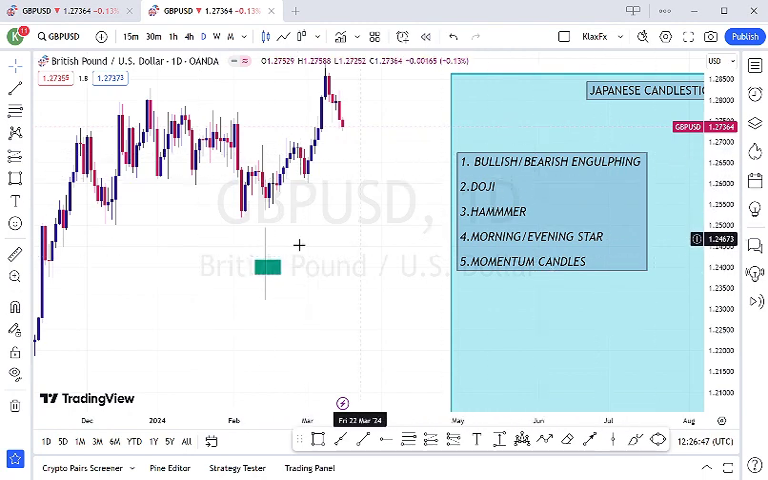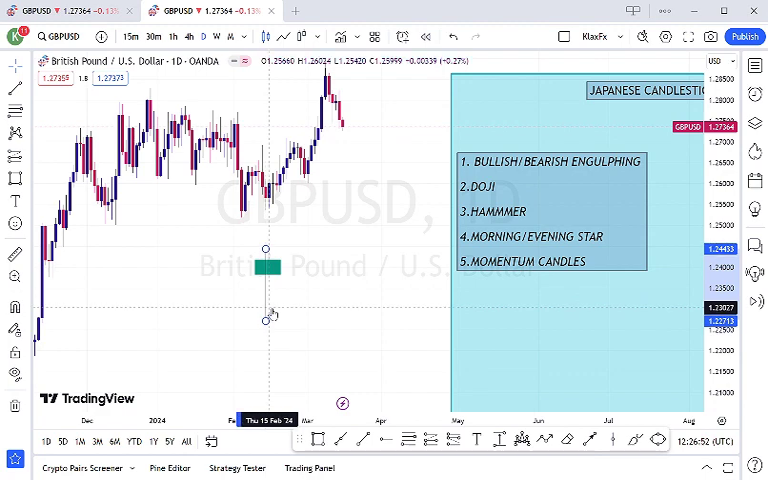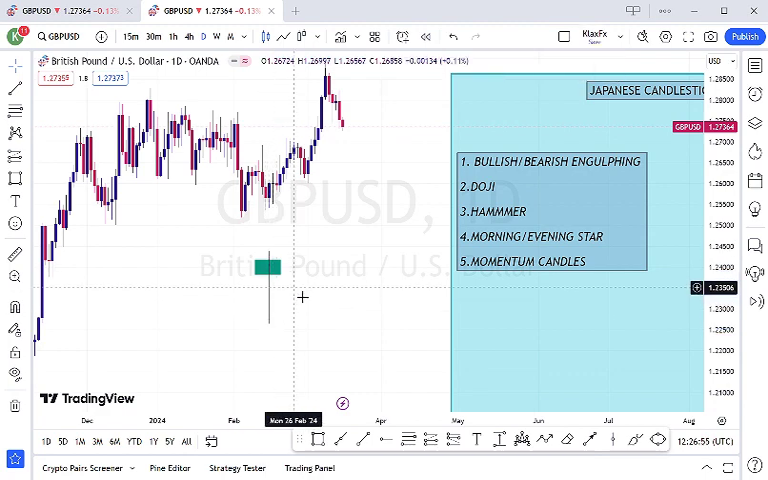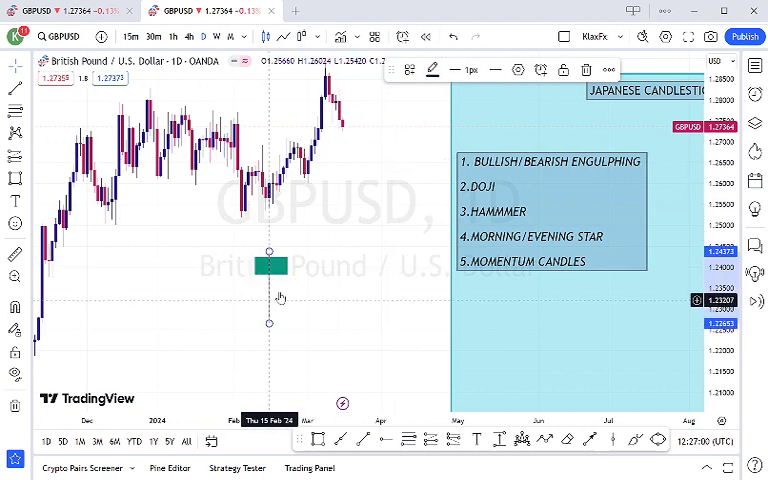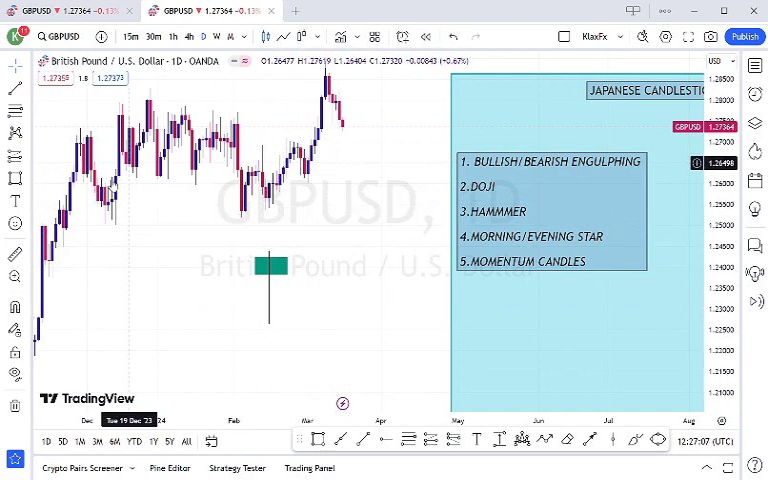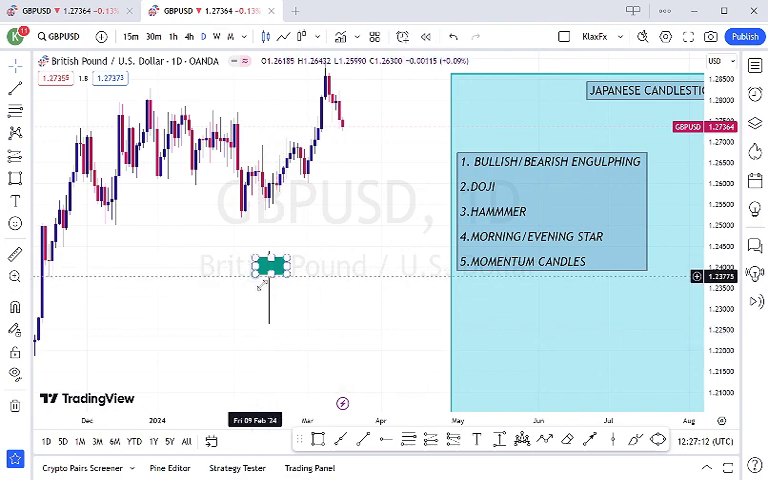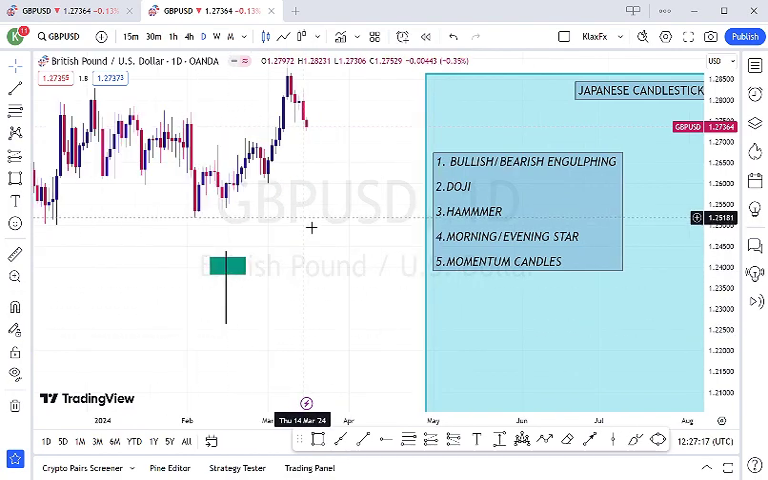And the next type of candlestick pattern we're going to talk about is the hammer. Okay, so this is how the hammer looks like. So the hammer is a candlestick that has a long wick and a small body, just like our traditional hammer.